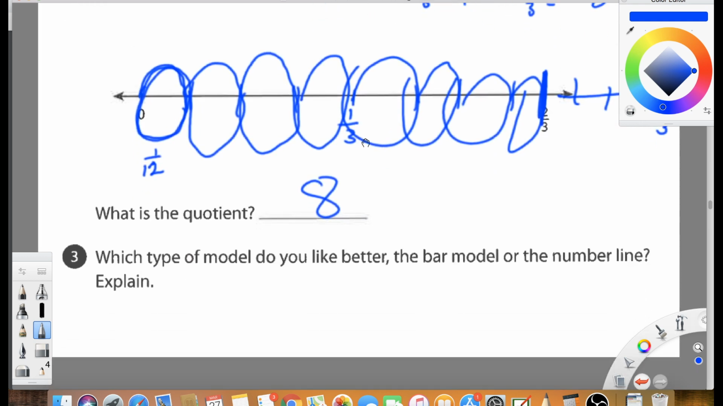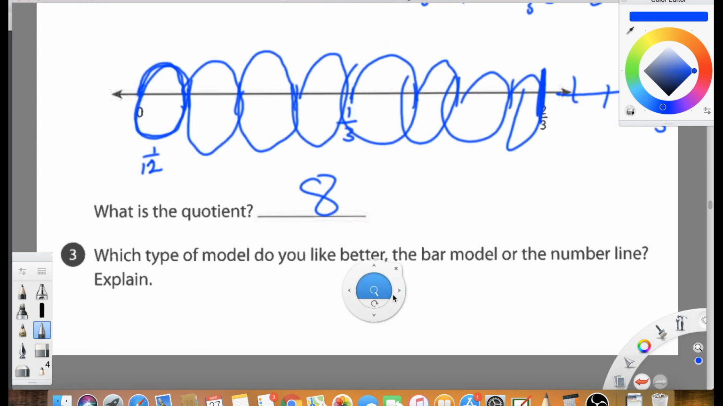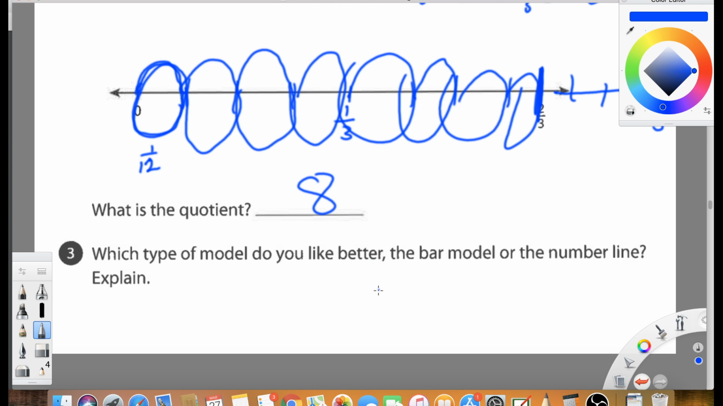I don't like it just because it gets a little confusing, but if you like that format and you understand it, I would say keep doing it that way. It actually impresses me when you do it that way. Now, the next part says, which type of model do you like better? The bar model or the number line? Explain. None of them. I'm kidding. You can put whatever you want.